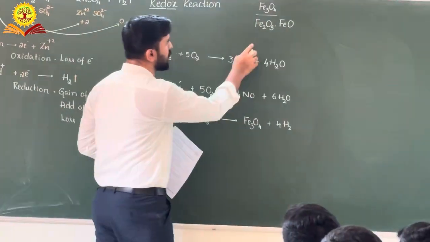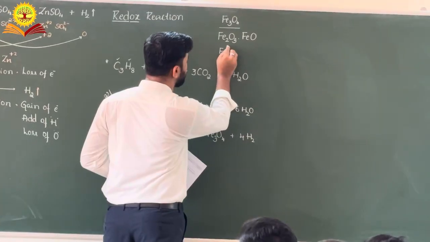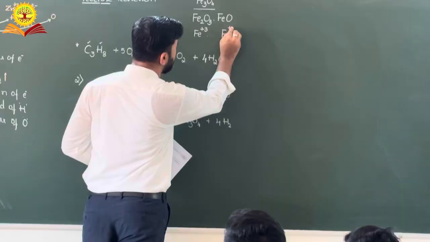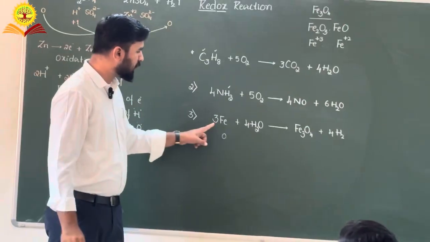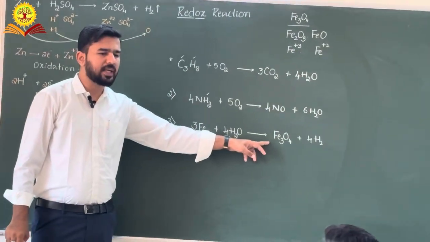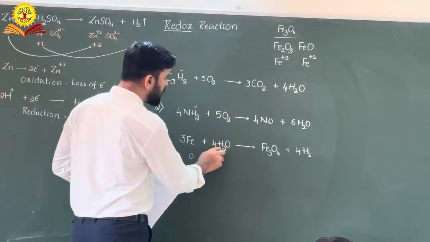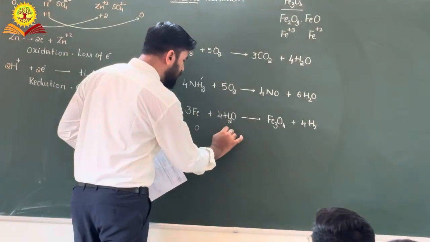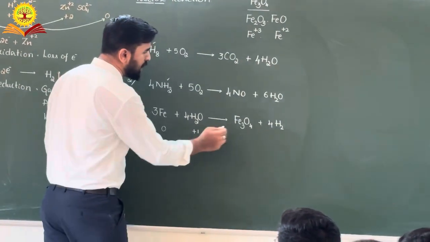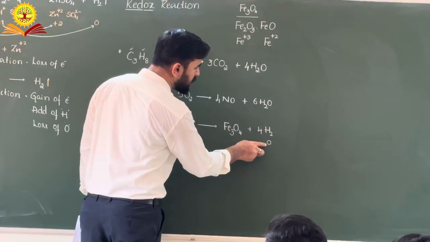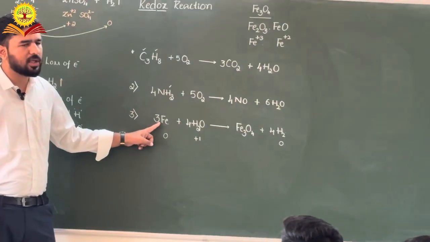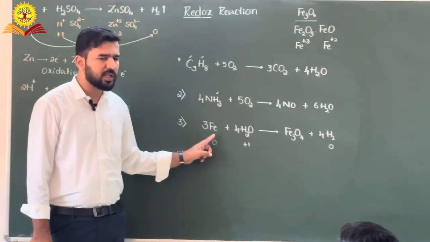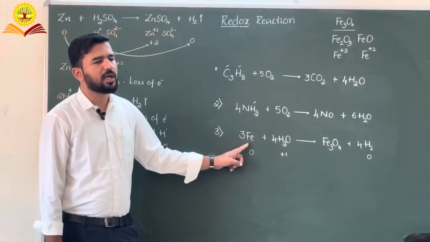In Fe2O3, the oxidation state of iron is +3. In FeO, the oxidation state of iron is +2. From this, it is very clear that iron is undergoing oxidation. Hydrogen, as we already discussed in a previous example, is in its +1 oxidation state. In the product, the oxidation state of hydrogen is 0. So iron is undergoing oxidation and H plus is undergoing reduction. Therefore, this reaction is an example of a redox reaction.